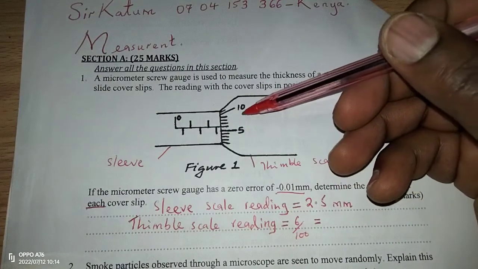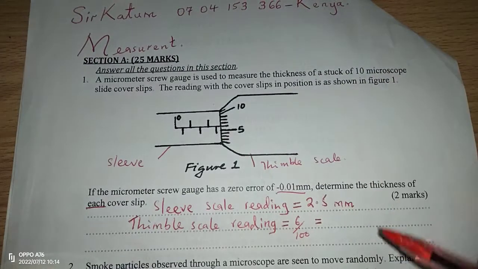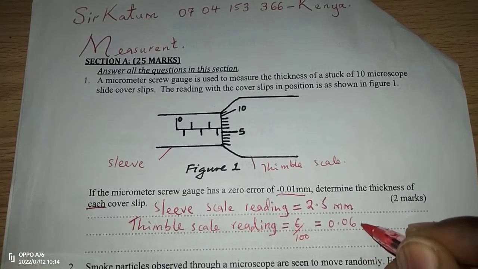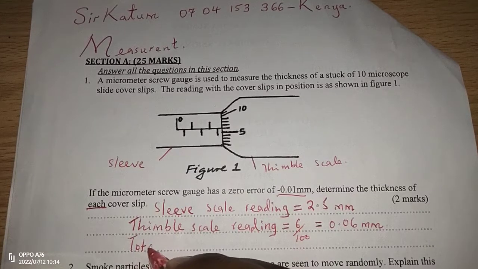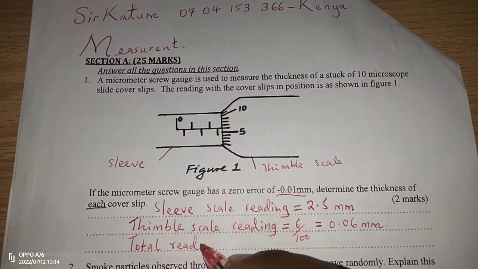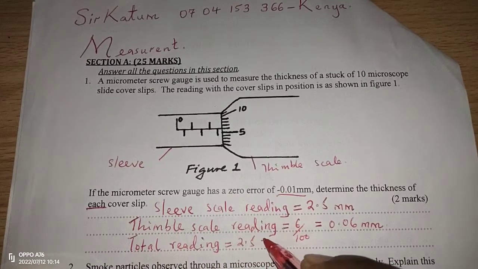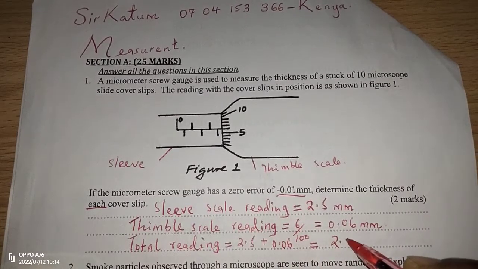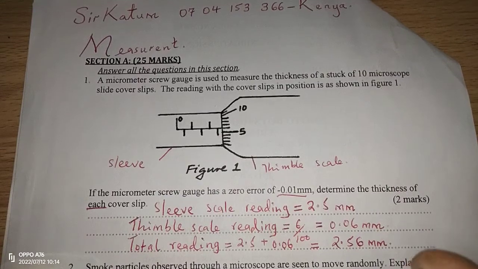So the thimble scale division, which we have realized is the 6th one, we divide it with 100, so that we have 0.06 millimeters. Then we have what we call the total. The total reading from this scale is when we add 2.5 and 0.06, giving us 2.56 millimeters. This one is the reading which has been displayed.